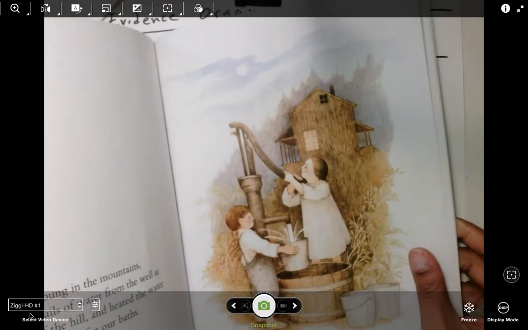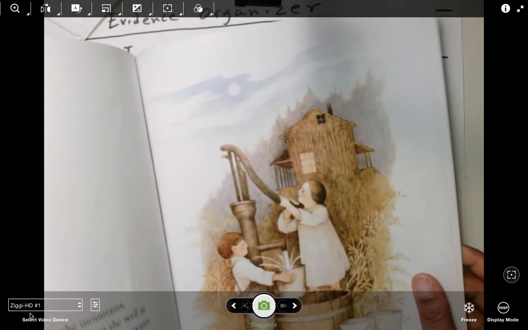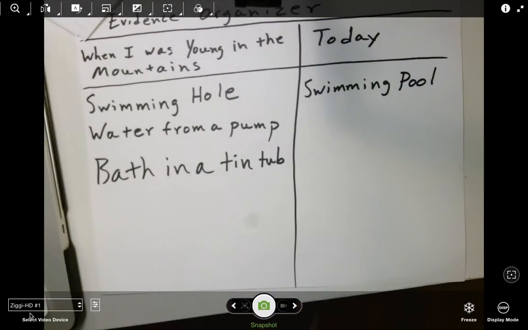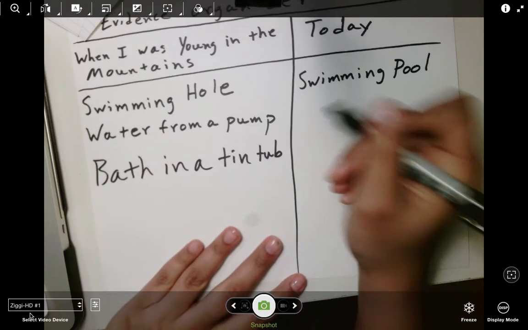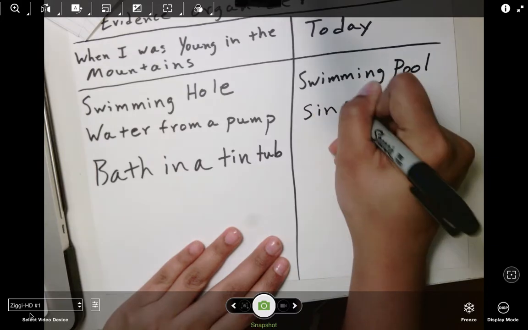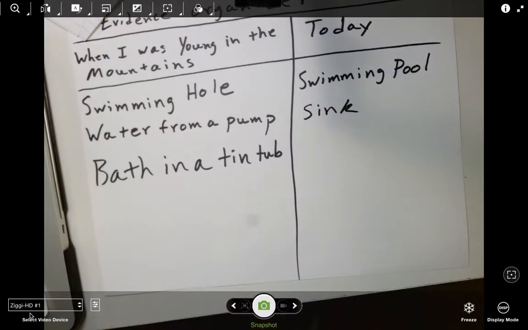Just to jog your memory, this is what it is. Now, we don't have to get water from a pump. Where do we get our water from at home? Ding, ding, ding. From a sink. We have a sink for our water.